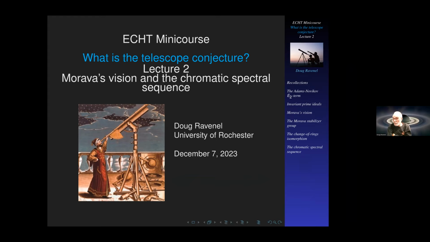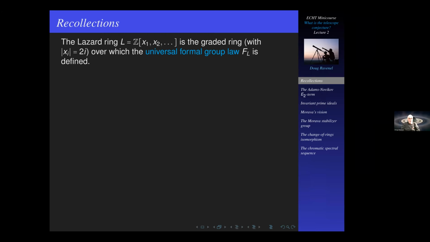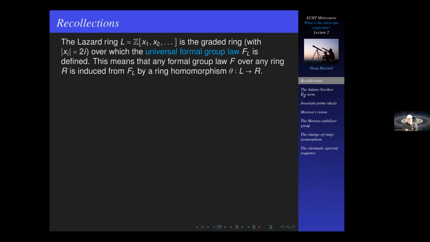So this is the second lecture, and I'm going to begin by recalling things that I told you in the first lecture. There's this graded ring called the Lazard ring, which supports the universal formal group law. That means that if you have a formal group law F over any ring R, it will be induced by a homomorphism theta from the Lazard ring to R.